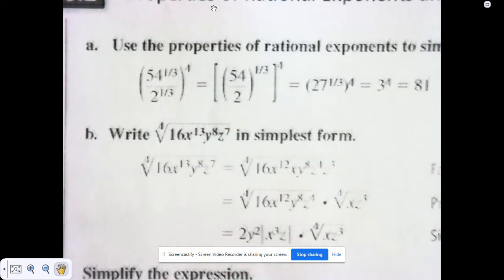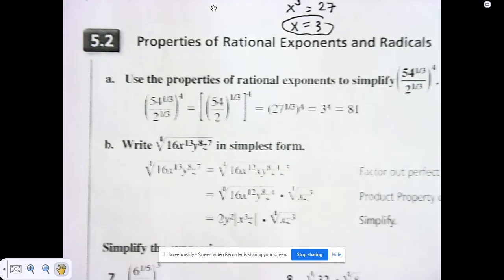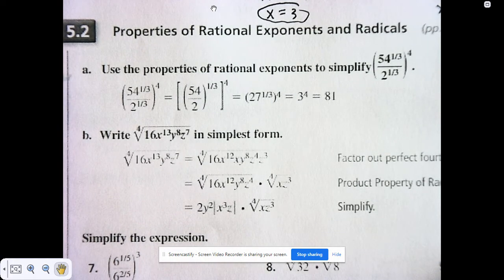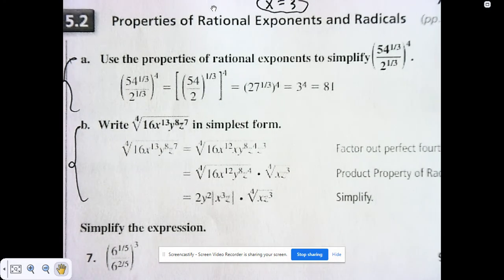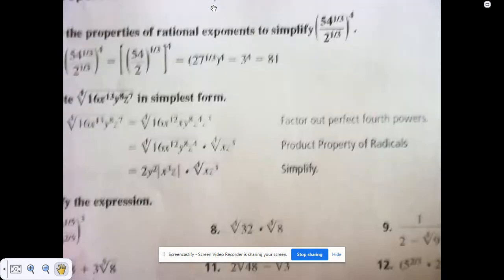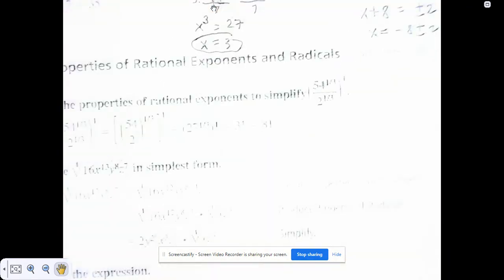Now let's go to 5.2. 5.2 has this. I want you to study these examples. And from this problem, we're supposed to discuss numbers 8, 9, and 12. So let's discuss. I'm going to put it somewhere here.